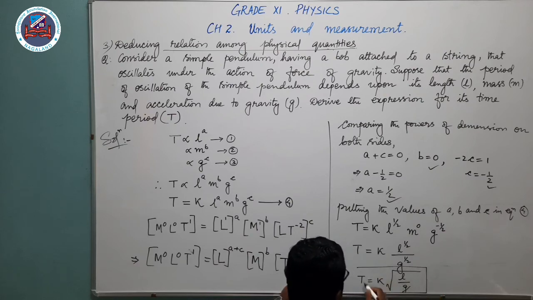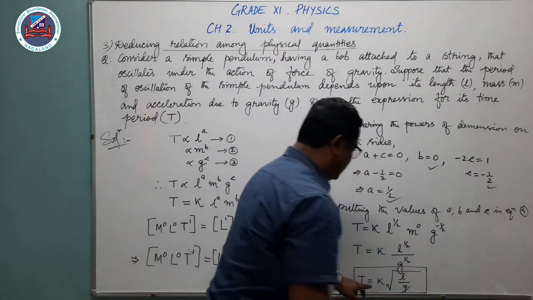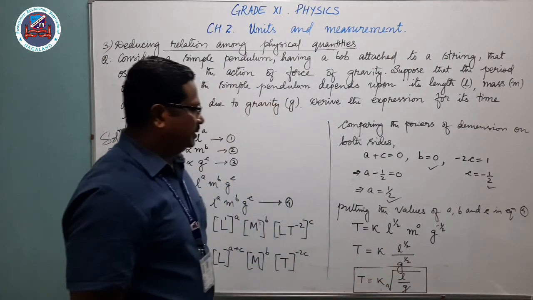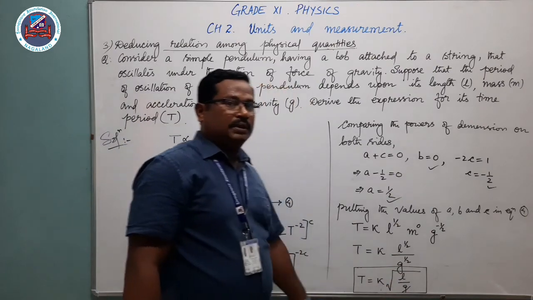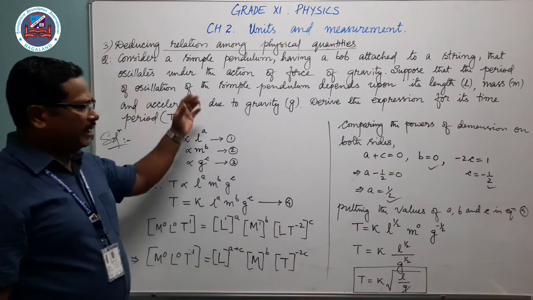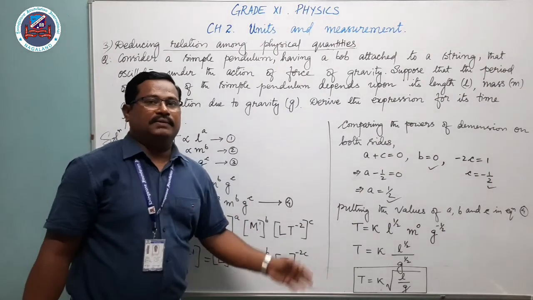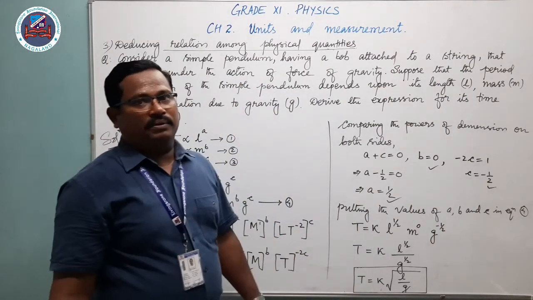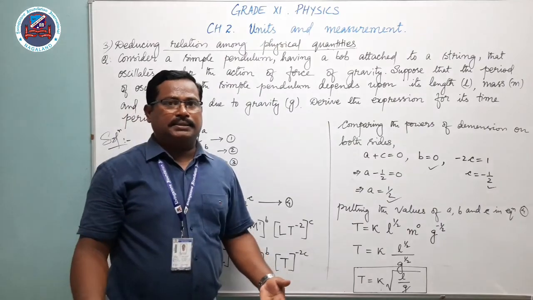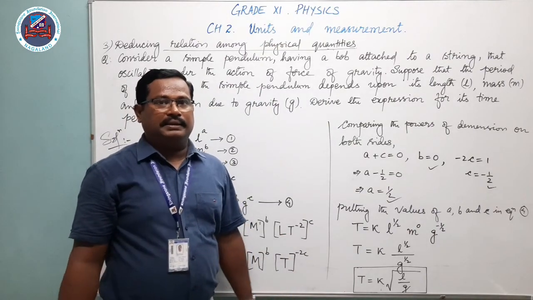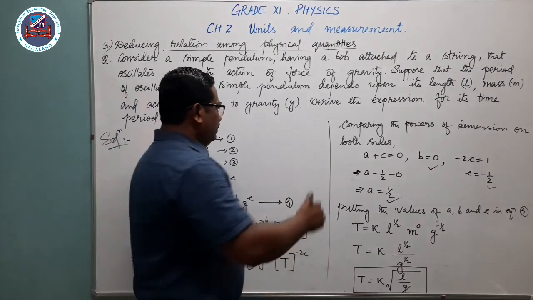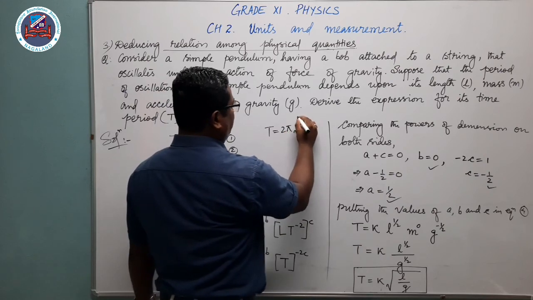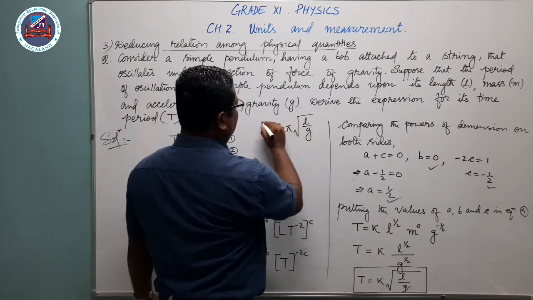Like this you can find the relation among physical quantities. That means the time period of oscillation does not depend upon mass; there is no value for mass. But this dimensional analysis has some disadvantages. Here the value of k we cannot find with the help of dimensions because it is a dimensionless constant. It does not have any dimension. The exact value of k for a simple pendulum is 2 pi. This is the constant term which you cannot determine with the help of dimensional analysis.